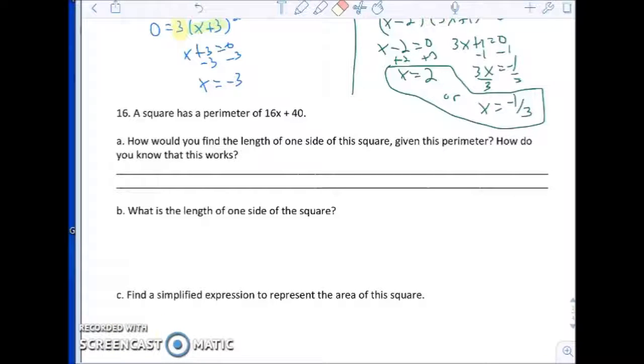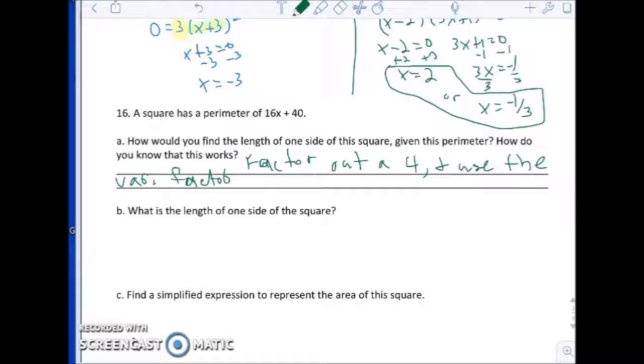So how do we find the length of one side of this square given this perimeter? How do you know this works? So in terms of factoring, you could say factor out a 4, and use the variable factor. Or you could just divide the perimeter by 4.